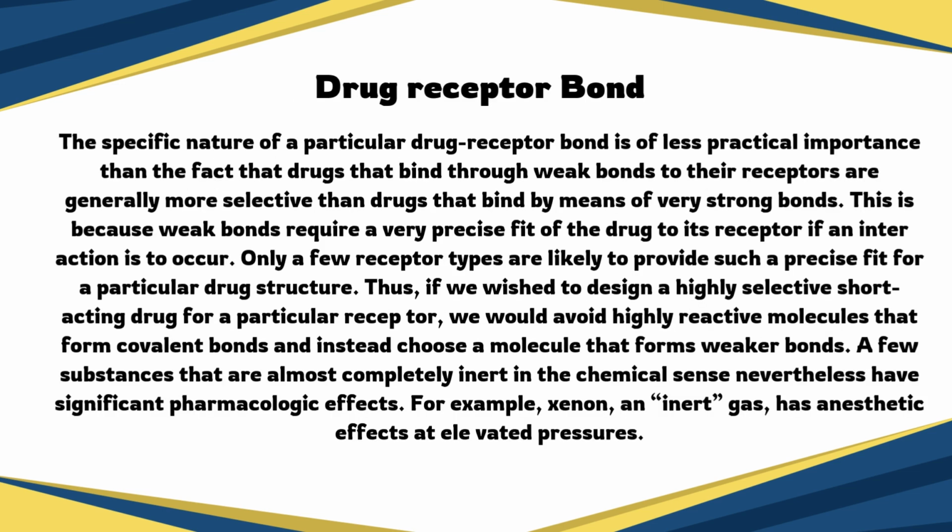The specific nature of a particular drug-receptor bond is of less practical importance than the fact that drugs that bind through weak bonds to receptors are generally more selective than drugs that bind by means of very strong bonds. This is because weak bonds require a very precise fit of the drug to the receptor. If an interaction is to occur, only a few receptor types are likely to provide such a precise fit to a particular drug structure. Thus, if we wished to design a highly selective short-acting drug for a particular receptor, we would avoid highly reactive molecules that form covalent bonds and instead choose a molecule that forms weaker bonds.